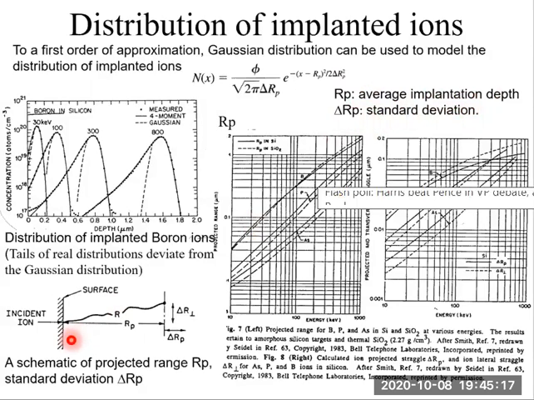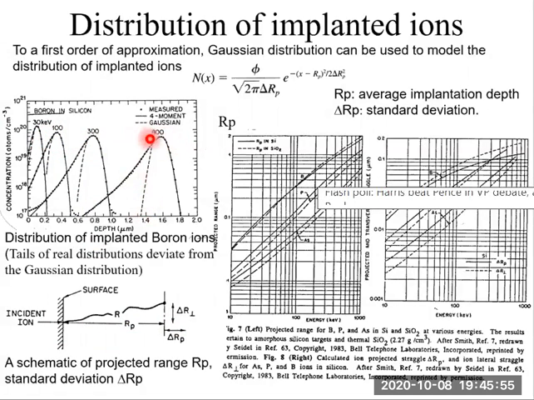Delta Rp represents the standard deviation, or scattering, of the ions in the longitudinal direction. These two definitions are also illustrated in this figure. Rp is the average implantation depth. Delta Rp represents the standard deviation along this depth direction. This figure plots the distribution of implanted boron ions with different implantation energies.